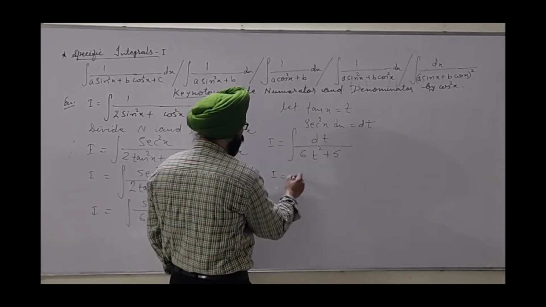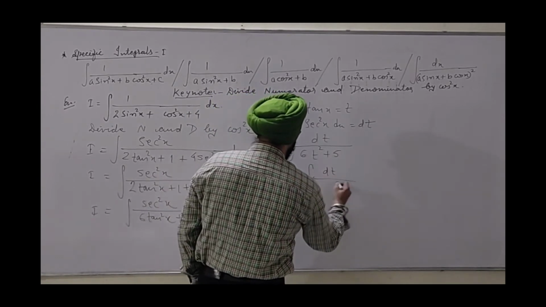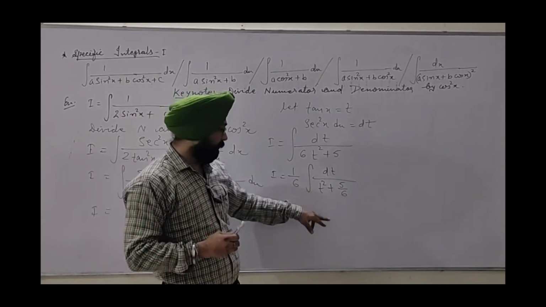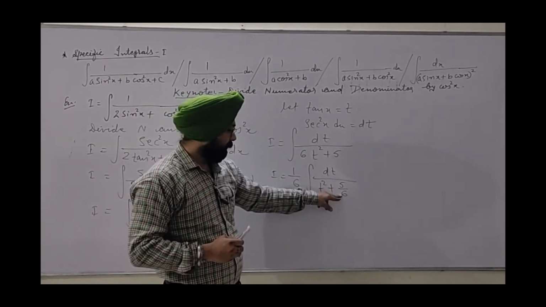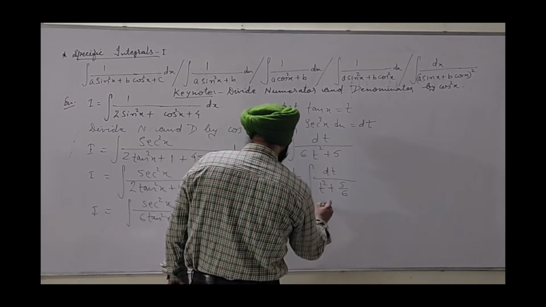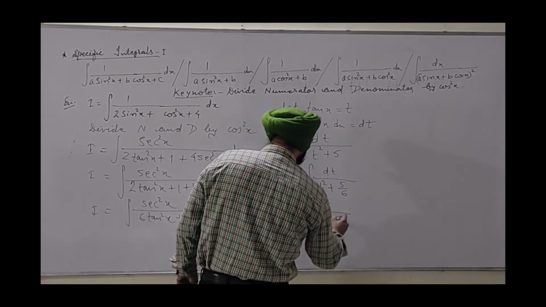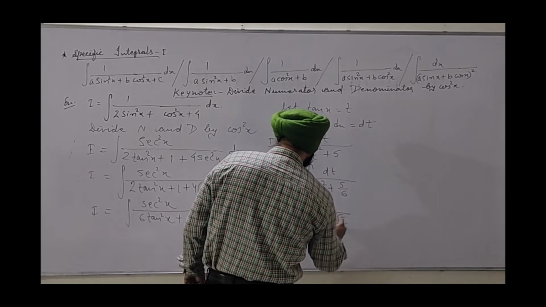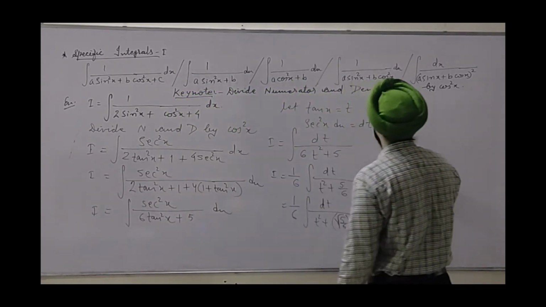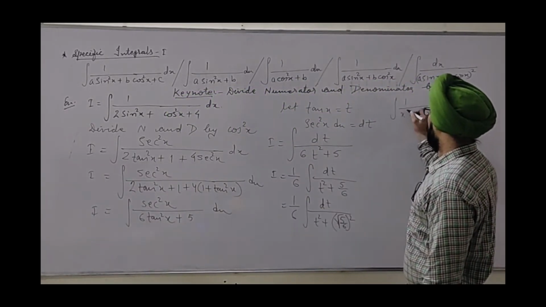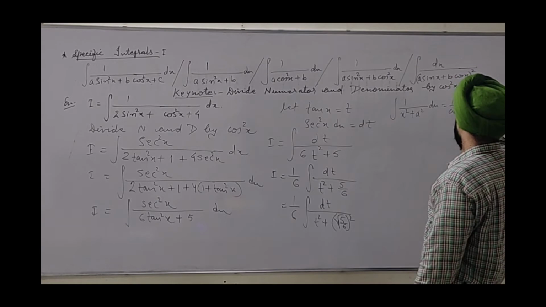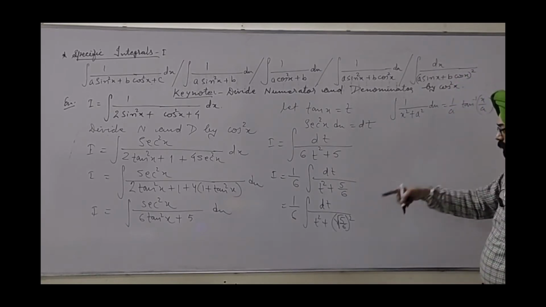First of all, we have to take the 6 common. So 1 upon 6, dt upon t square plus 5 upon 6. Now there are two terms. This is a quadratic polynomial in the denominator with numerator 1. This will be 5 upon 6, which we have to write as a whole square. It is written as 1 upon 6, dt upon t square plus root 5 upon 6 whole square. It is the x square plus a square pattern. So the formula is: integration of 1 upon x square plus a square dx is 1 upon a tan inverse x upon a plus c. So this will be applied here.